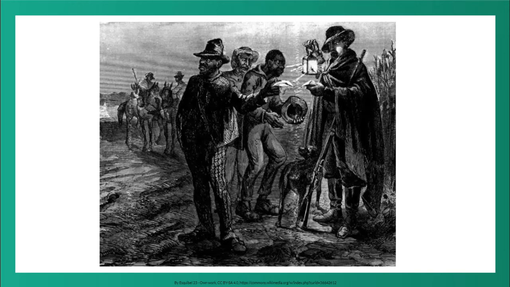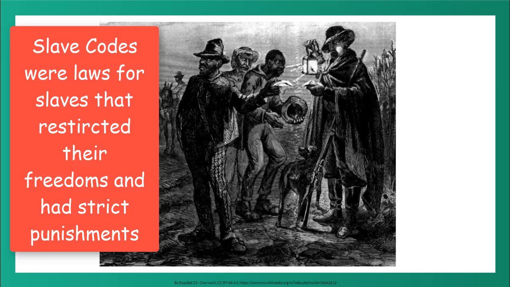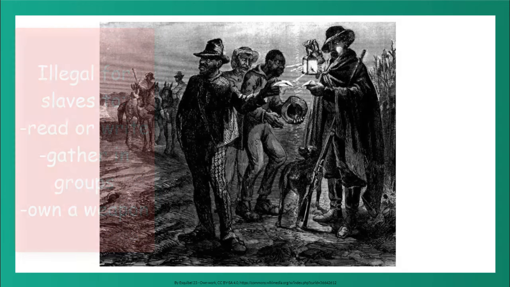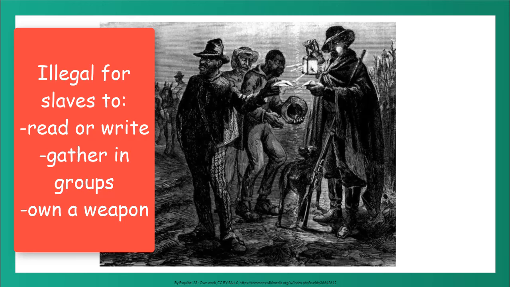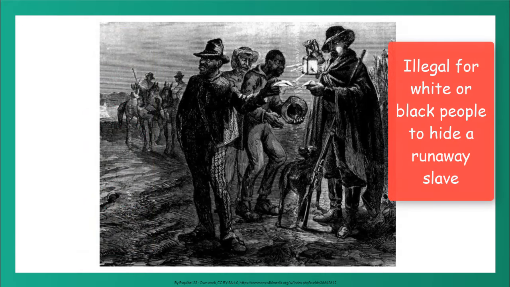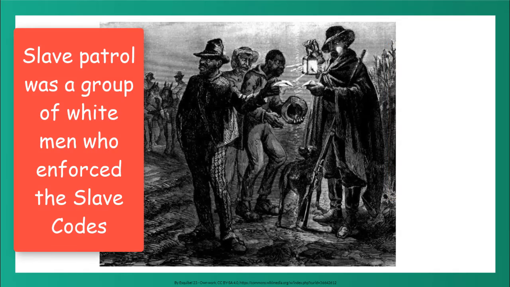A series of laws called the slave codes were created. These laws described the punishments allowed for enslaved people that escaped from their master in the plantation. It was not legal for slaves to learn to read or write, gather in groups, or own a weapon. It was also illegal for a free person, white or black, to help hide a runaway slave. A slave patrol was created where white men would patrol the plantations, the wooded areas, and the public streets to enforce the slave code and arrest any slaves who broke the laws.